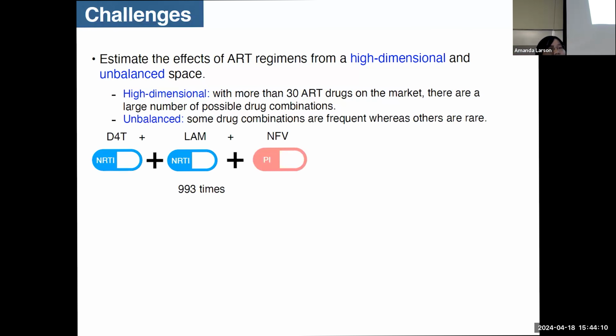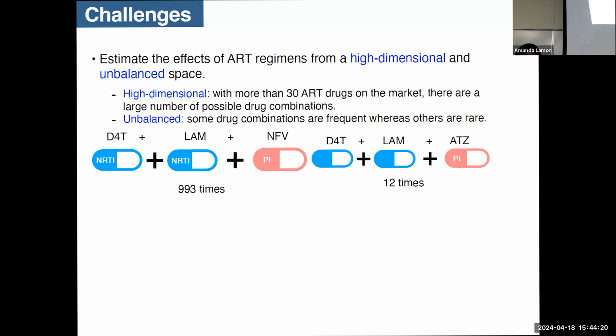For example, this drug combination is 2 NRTI drugs plus 1 PI drug. It was used about 1,000 times in the data. However, a similar regimen, the same 2 NRTI drugs and a different PI drug, was only used 12 times in the data. So how can we estimate the ART regimen effect?